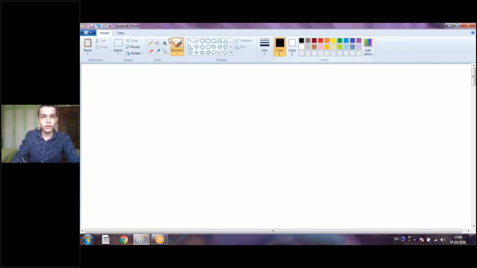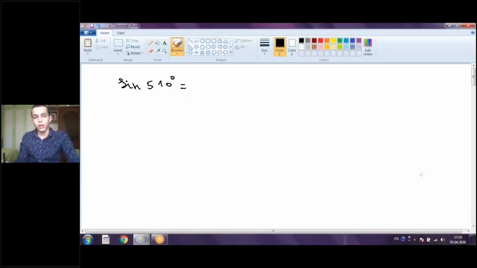For example, sine of 510 degrees. So you say, okay, here I have an angle of full rotation. Because 510 is 360 plus 150, we can exclude this angle. So it will be just sine of 150 degrees. That was your first step.